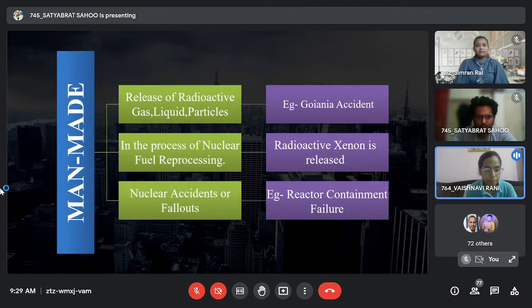Now, talking about examples, some of the man-made sources of radiation are the release of radioactive gas, liquid, and particles. For example, the Goiania accident, which will be discussed further by my classmate. Next is nuclear fuel reprocessing, in which radioactive xenon is released. And lastly, nuclear accidents or fallouts, which are due to the failure of reactor containment. But by far, the most significant source of man-made radiation exposure to the public is from medical procedures such as diagnostic X-rays, nuclear medicine, and radiation therapies.